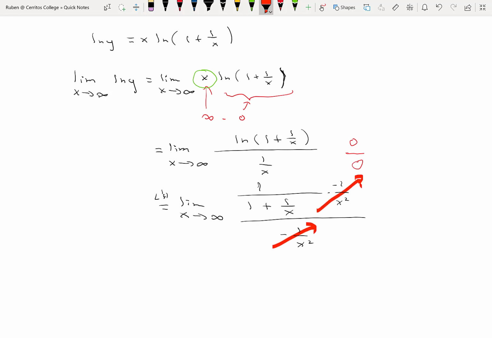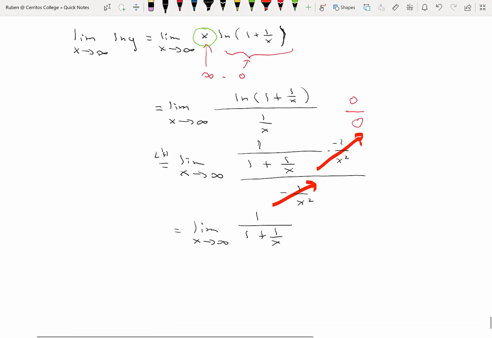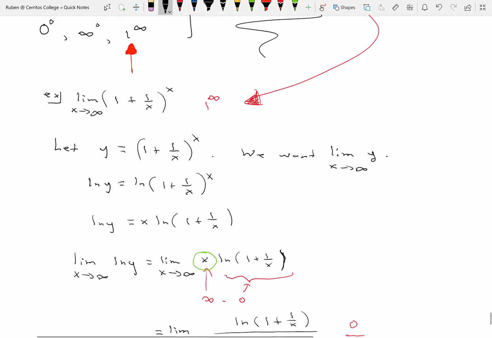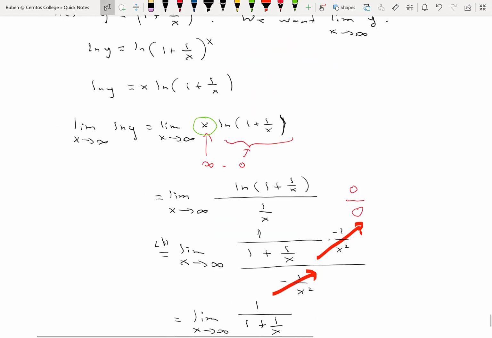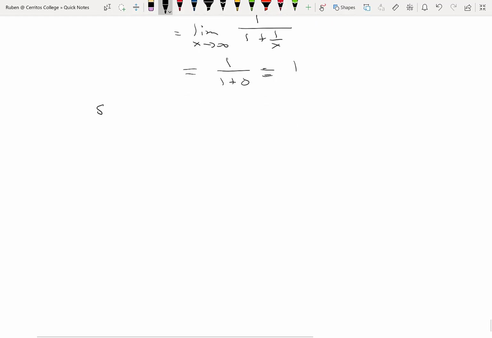Negative 1 over x squared cancels out. It's extremely convenient. So we're just looking at the limit as x approaches infinity of 1 over 1 plus 1 over x. That's easy. X gets big, 1 over x approaches 0. 1 over 1 plus 0 is 1. Now that's not what we were asked for. We're looking for the limit of y, not the limit of ln y. This says the limit of ln y as x approaches infinity is 1.